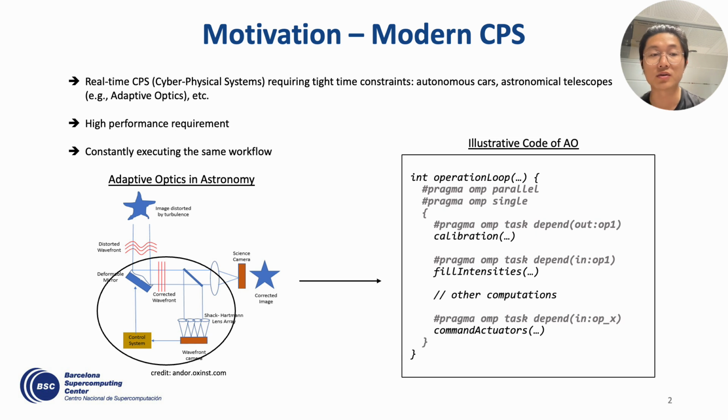Eventually this vector of commands will be sent to the deformable mirror, and the mirror itself will adapt its shape in order to correct the upcoming image, so that the correct image will then be sent to the science camera. And on the right hand side of the slide we see how this application can be parallelized or pipelined using OpenMP.